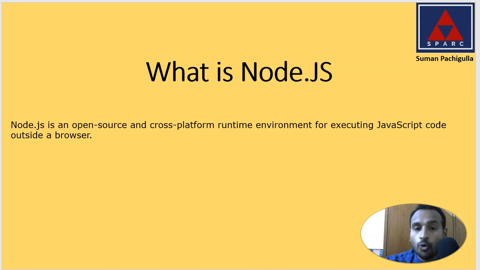Node.js is an open source and cross-platform runtime environment for executing JavaScript code outside a browser. Open source means it is not paid; anybody who wants to can download it and use it. A cross-platform runtime environment facilitates the code to run in its environment, for executing JavaScript code outside the browser.